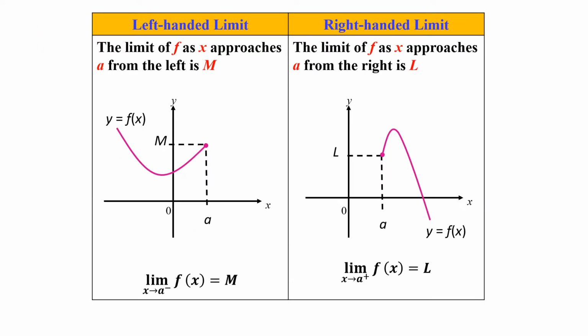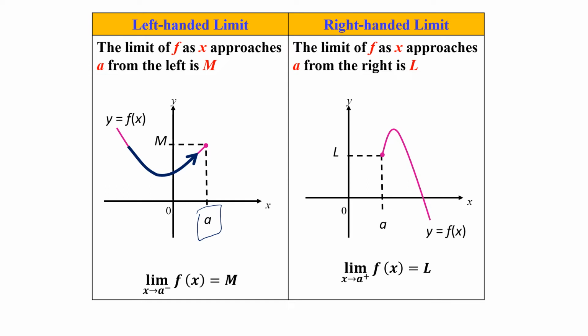Let's look at the one-sided limit based on the graph. The first one, the left-hand limit. The limit of f as x approaches a from the left is M. Look at the graph, and we want to find the limit as x approaches a from the left. So we can see that the graph approaches M.